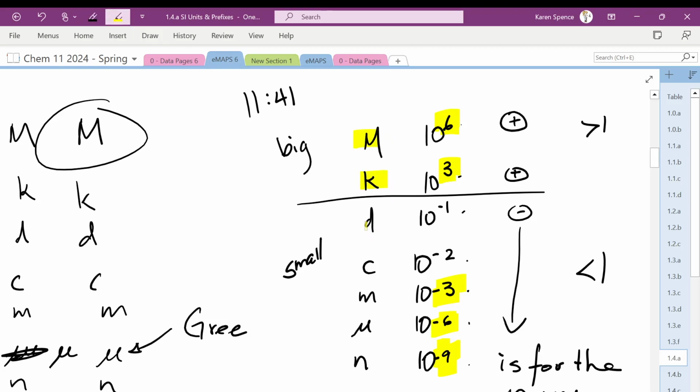Mega, kilo, deci, centi, milli, micro, nano, 6, 3, 1, 2, 3, 6, 9 is for the nano.